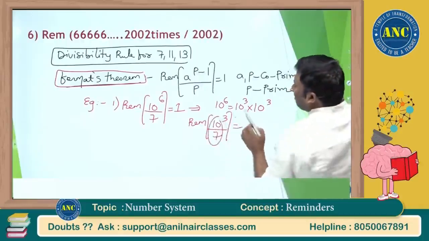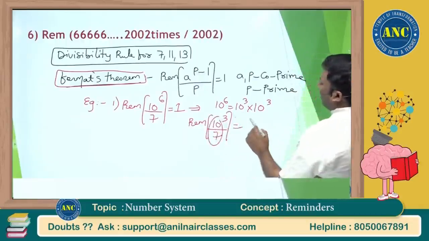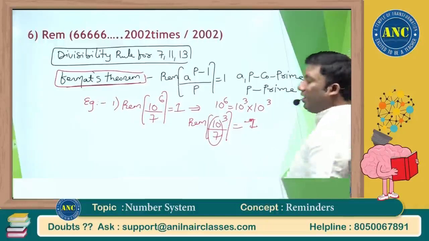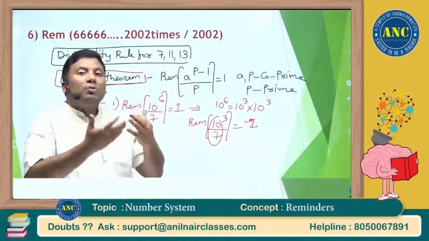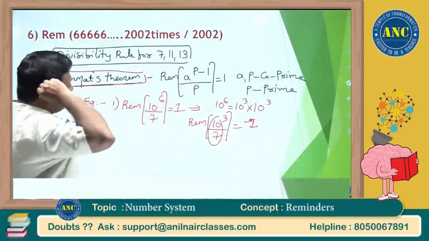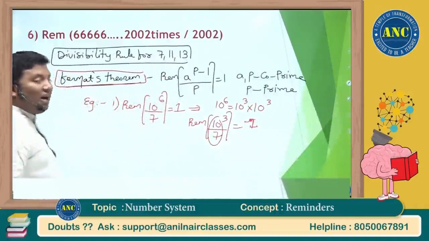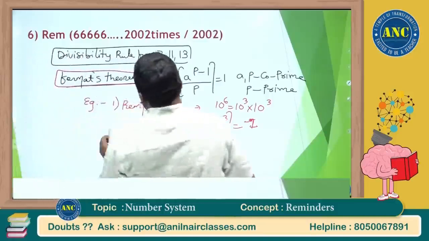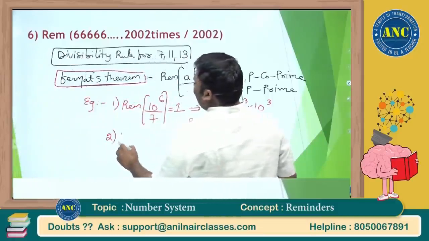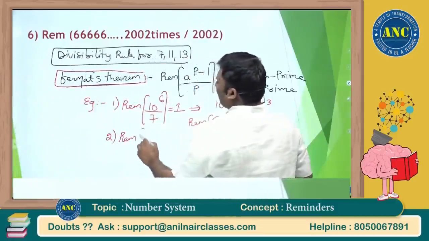Let us see. 7 ones are 7, remainder 3. 27, 7 fours are 28. It is nothing but minus 1. I hope the idea is clear. 10 power 6 is 10 cube whole square. X square is 1, so x will be either plus 1 or minus 1. We got minus 1. These are very, very interesting concepts.